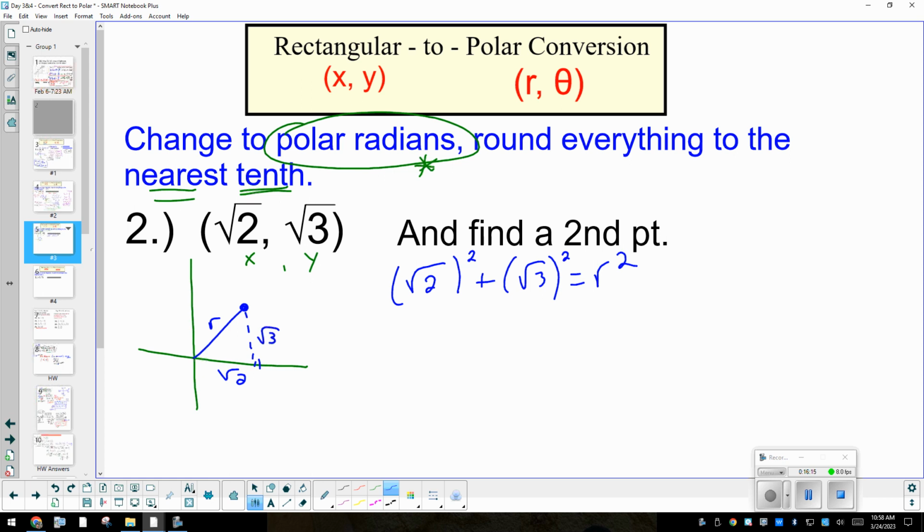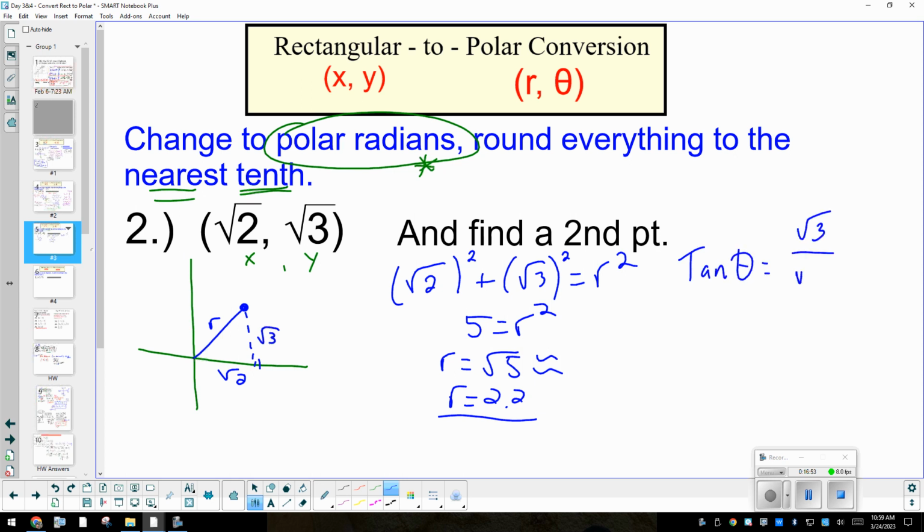Or I can show you the shortcut. Okay, and then you'll get r equals the square root of 5, but we want to the nearest 10th. So that should be 2.2. Okay, so we got our r value. Now you just got to figure out your theta, right? So this is easy because it's the first quadrant. So this is kind of nice.